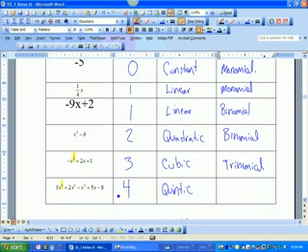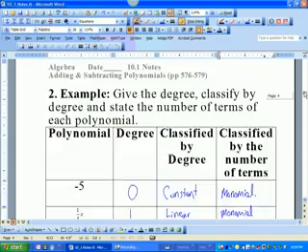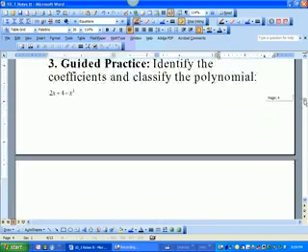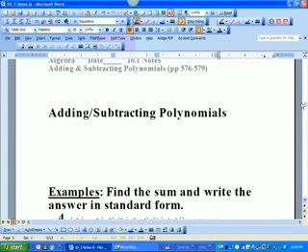And then it has 1, 2, 3, 4, 5 terms. So remember, anything with 4 or more, I'm just going to generally call that a polynomial. And that's all I do with that first example. Okay, number 3 I want you to do by yourself.